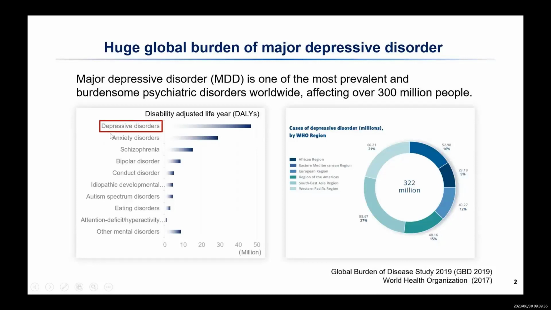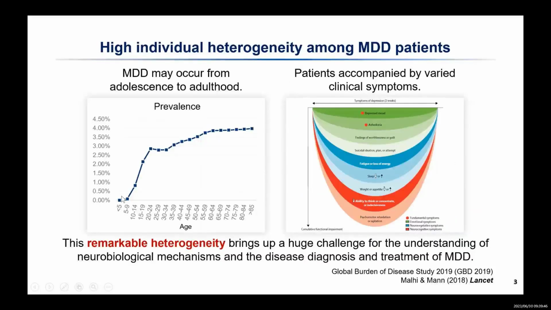As we know, major depressive disorder is one of the most severe psychiatric disorders worldwide, and it is affecting over 300 million people. Major depressive disorder may occur from adolescence to adulthood. One of the most critical features of MDD is the high individual heterogeneity among patients.